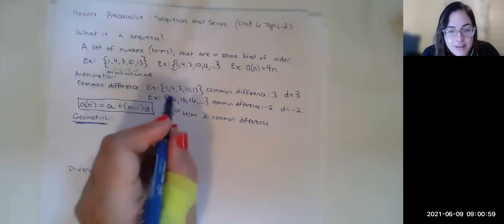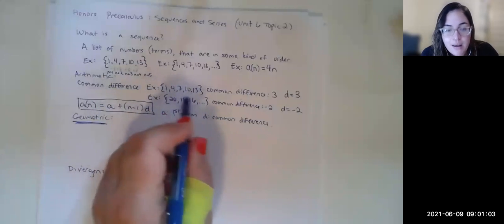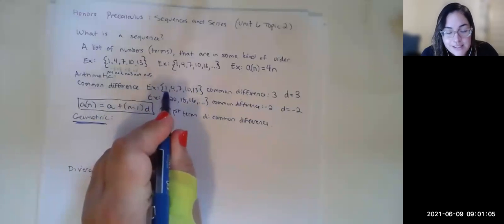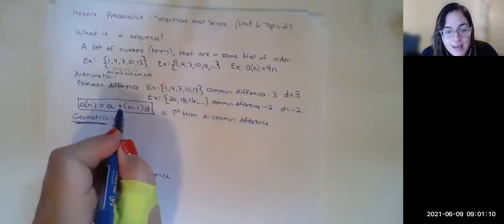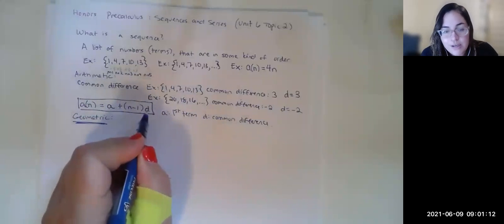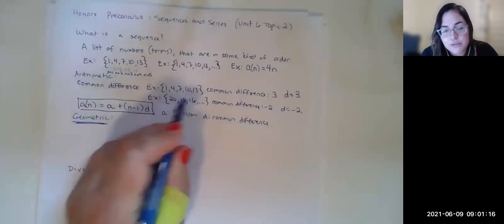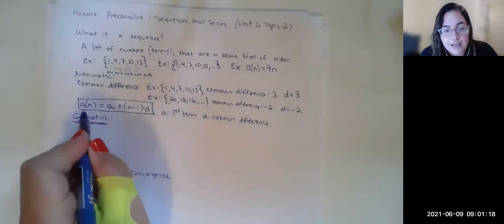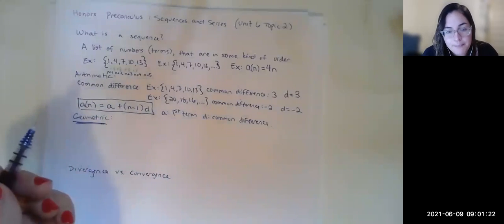If you think about the first example we did with 1, 4, 7, 10, 13, your a was 1 because that's the first term, and d is 3. So the formula would be 1 plus n minus 1 times 3. Any n you plug in, n equals 1, 2, 3, 4, 5, would result in whatever term belongs to that n value.